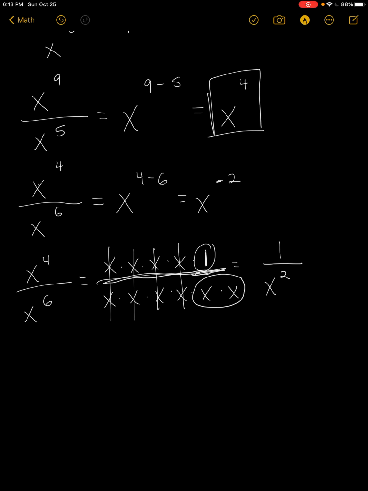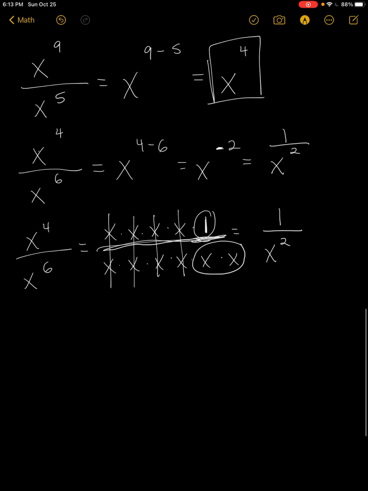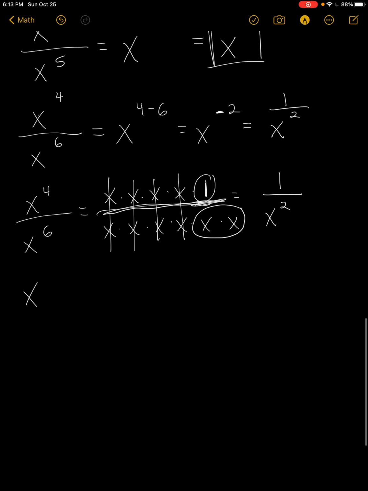So what this is showing you is if you have a negative exponent, that means it's actually going to be a positive exponent, but on the bottom of a fraction. Okay? So you have a negative 1. Let's do another one with smaller numbers.